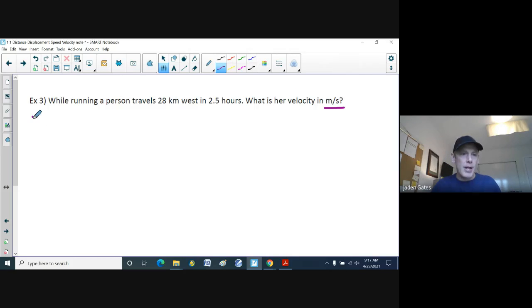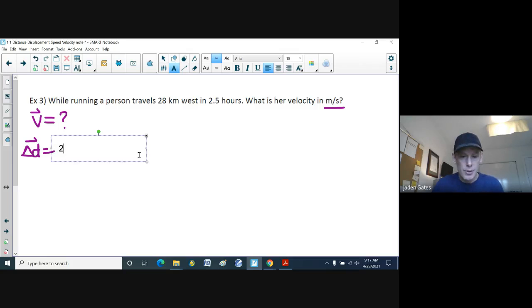All right, so because we're looking for velocity, again, that's our V with the arrow. We don't know that. While running, a person travels 28 kilometers. Good for them. I couldn't do that. West. All right, so that is called a displacement because we have magnitude and direction. So my displacement here is 28 kilometers, and that's west. So we'll throw little brackets in here, west. Now, we have an issue here, because I want my velocity in meters per second, I got to have my displacement in meters.